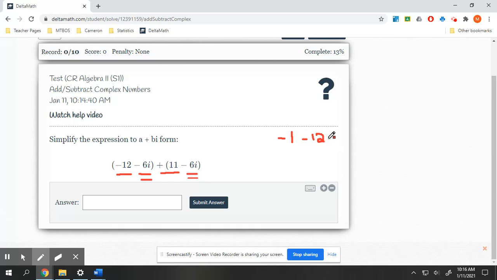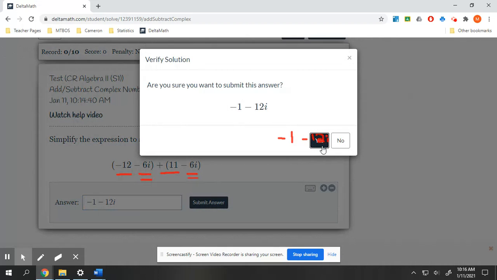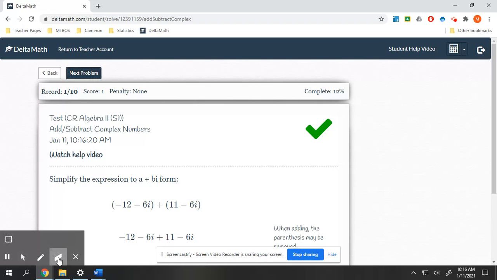And then we cannot simplify any further here because this is our real term. I have negative 1, and then I have a negative 12i. So that should be our answer, negative 1 minus 12i. All right, yes, I'm sure. And we should be good there.